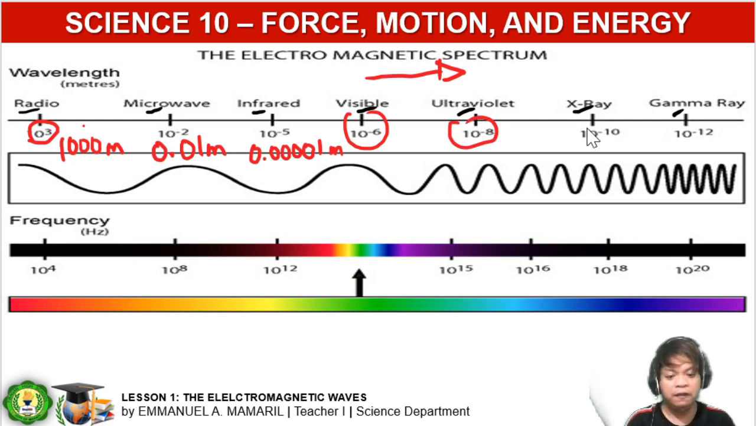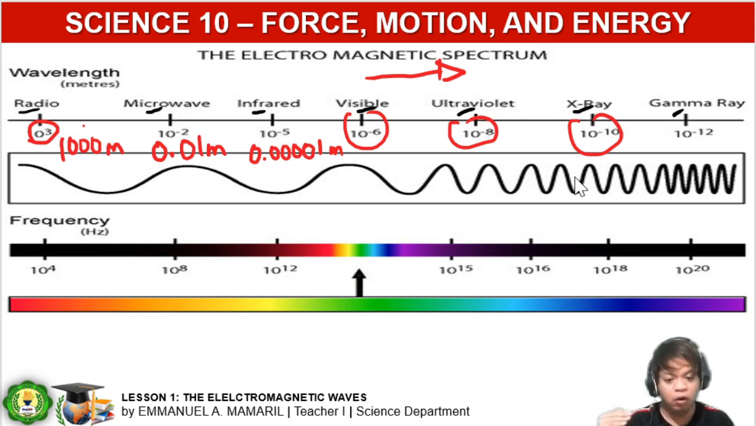Ultraviolet, 10 exponent negative 8, X-ray, 10 exponent negative 10, and gamma ray has 10 exponent negative 12 or 0.000000000001 meter. So sobrang liit na po nun ng layo ng mga wave sa isa't isa pagdating kay gamma ray. So yun po yung pinagbasihan nila para mahati nila yung electromagnetic spectrum into these 7 types of electromagnetic waves: radio, micro, infrared hanggang kay gamma ray. First is the radio wave.